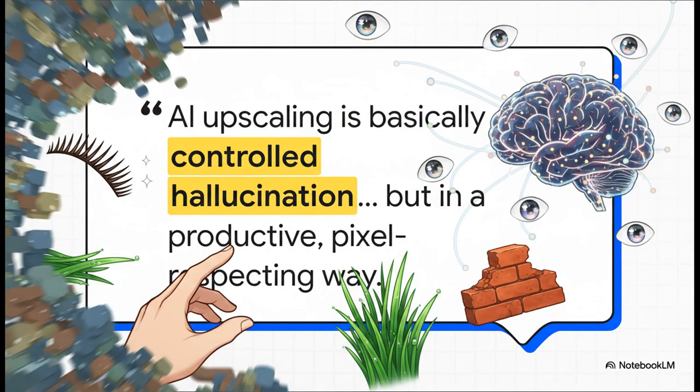I love this quote because it just nails the concept. Controlled hallucination. The AI has been trained on millions, maybe billions of images, so when it sees a blurry pattern, it sort of hallucinates the most probable detail that belongs there. It's seen enough faces to guess at eyelashes, enough landscapes to guess at blades of grass, and enough buildings to guess at the texture of brick.